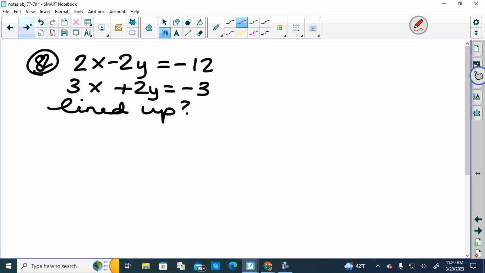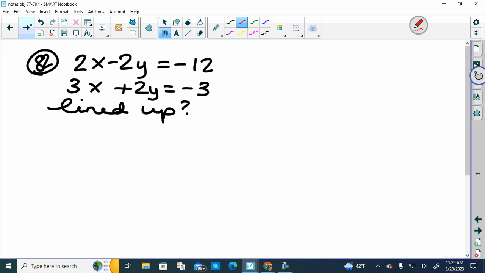Okay, so the key thing on these is notice that we don't have a variable by itself. So this is where you would use elimination. And what I mean by lined up is the x's need to be with the x's, the y's need to be with the y's, the equal sign needs to be in the same spot, and then the whole numbers. That's what we're talking about with lined up.